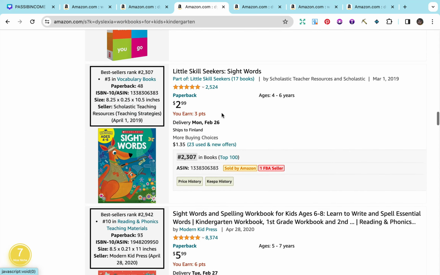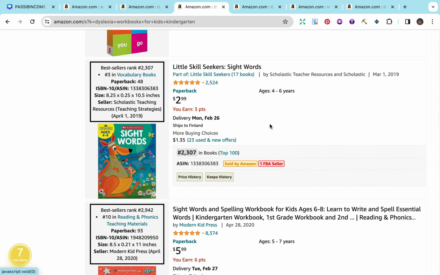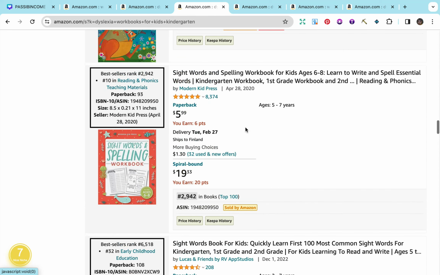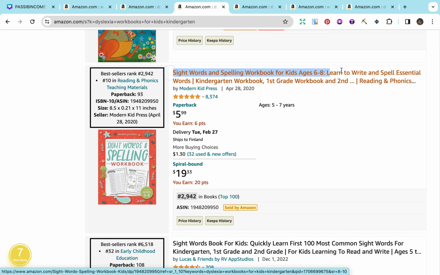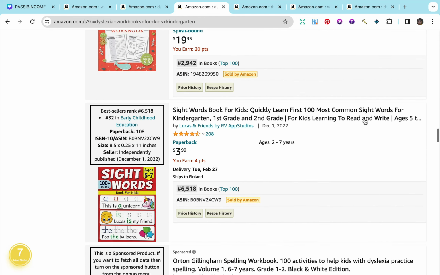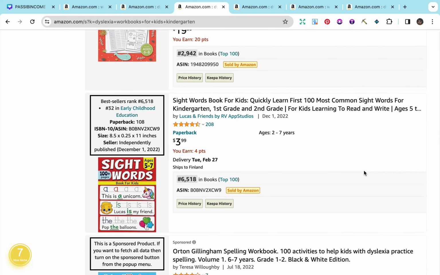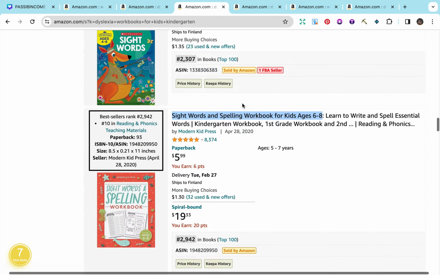I just came across one right now. This one is the Little Skills Seeker Psi word. I think that's how you pronounce it. This is a Psi words and spelling workbook for kids ages 6 to 8. And this is also a potential keyword that we may be able to search up in the future to see if it is profitable. Also, this is Psi words for kids, and it is ranking under this keyword because they have added that to the 7 keyword slots, which is also another strategy that you can adopt as well.